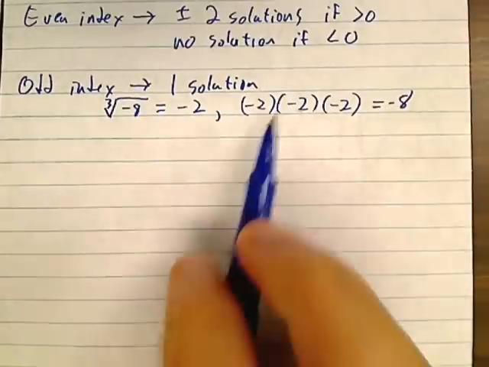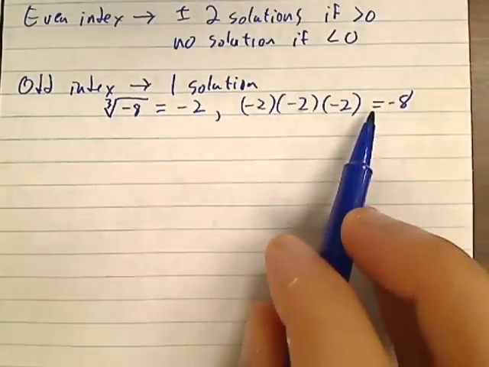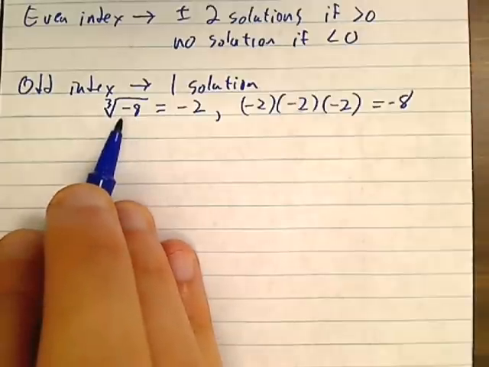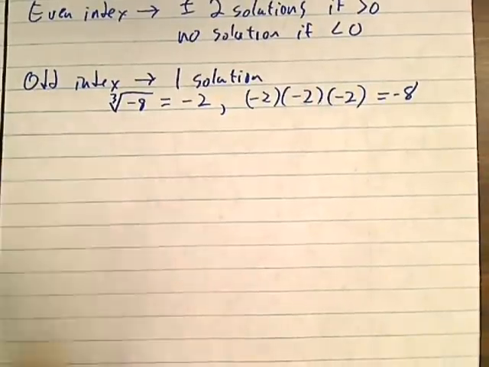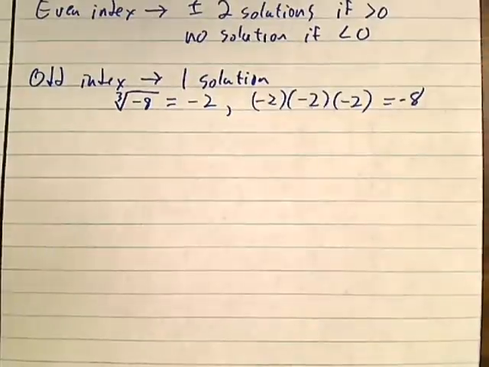So because you have an odd number of numbers, it will keep the sign of whatever's inside there. So if you have an odd index, there's no plus or minus. It just keeps the sign of whatever number is in there.